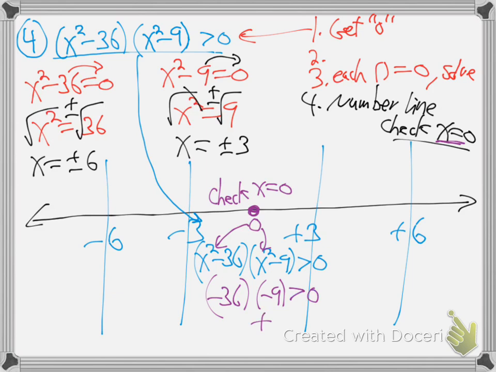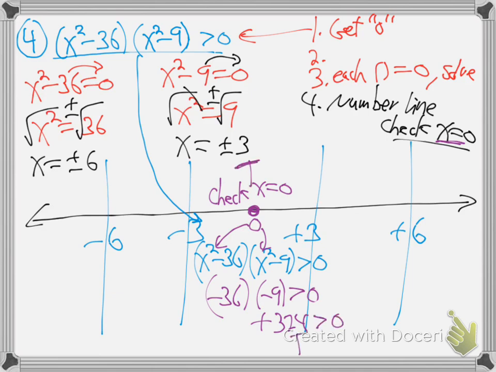2 negatives is positive, whatever it is. I don't even know what 9 times 36 is. I don't really even care, but I'll figure it out anyway with my calculator here. What is 9 times 36? I'm getting 324. So positive 324 is greater than 0. Is that true? Is positive 324 greater than 0? Yeah, that's true. Positive numbers are greater than 0.